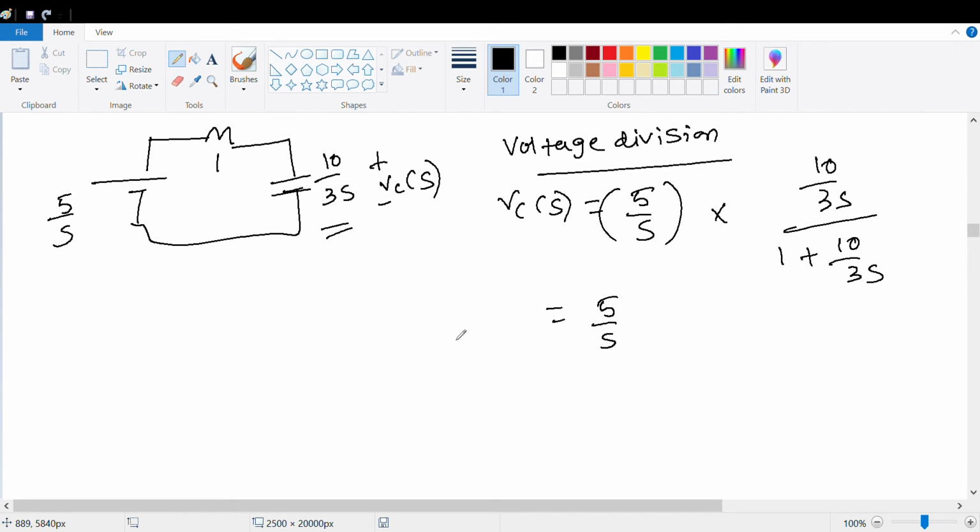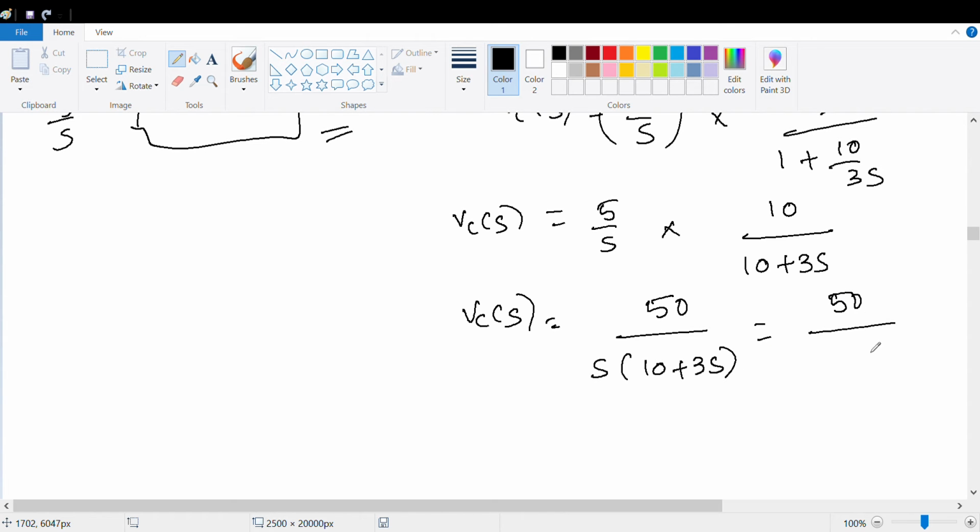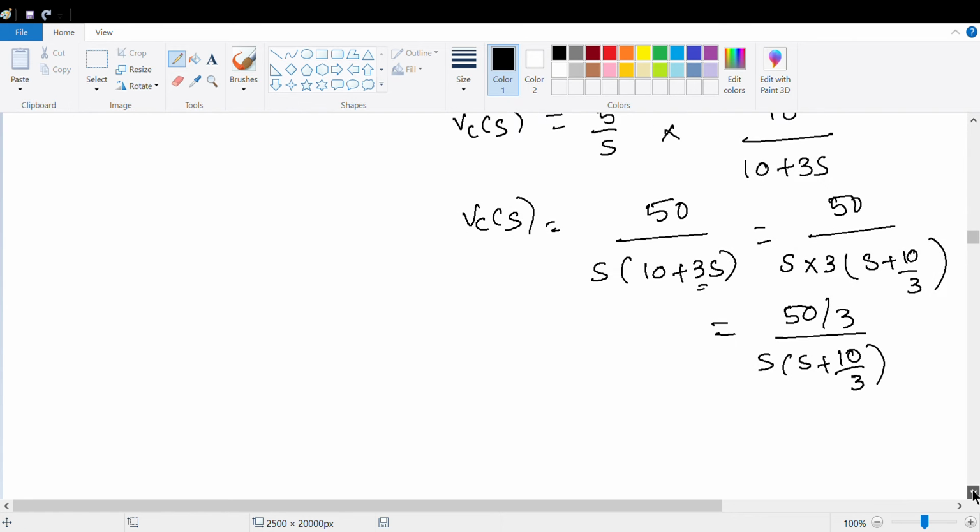5 by S times 10 by 10 plus 3S. So therefore Vc of S equals 50 by S times 10 plus 3S. You can write it like this: 50 by S, and taking 3 common out, S plus 10 by 3. Now it is 50 by 3 over S times S plus 10 by 3. This is the voltage across the capacitor.